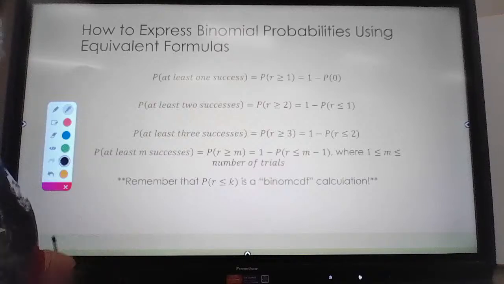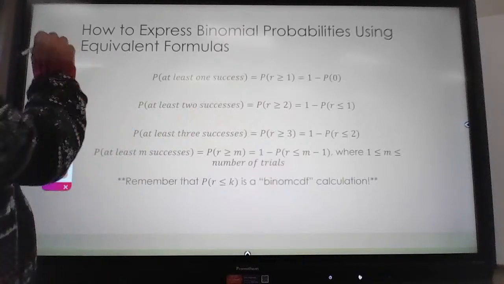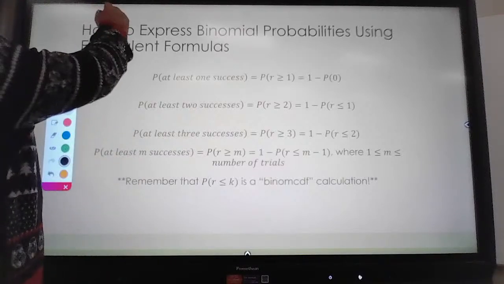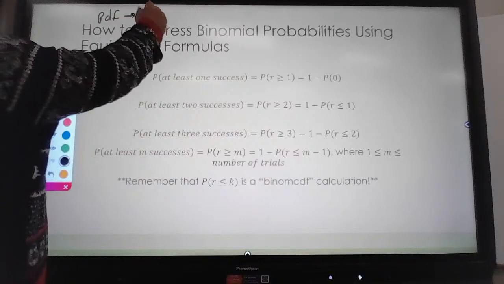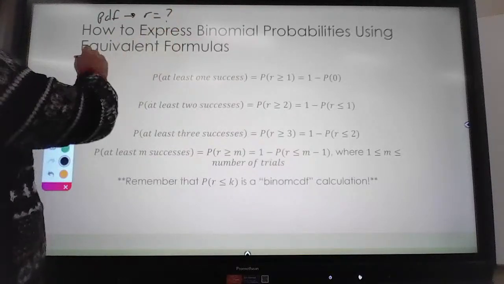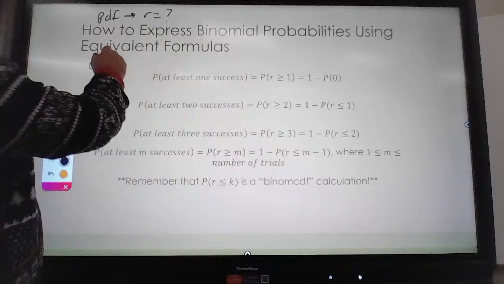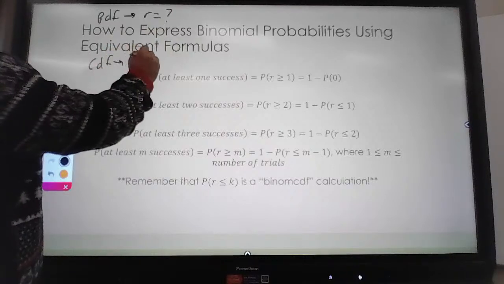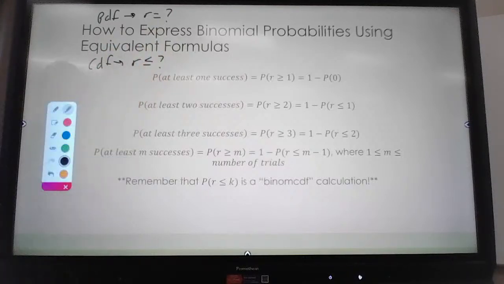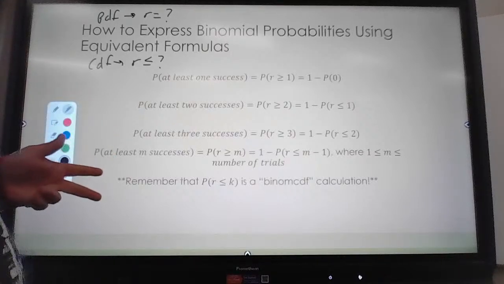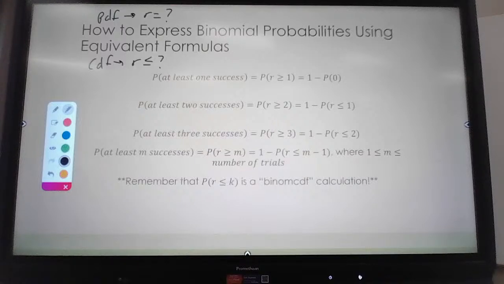Remember, binomial PDF only works for an exact number of successes. So PDF only works for r equals something. CDF, as you see down here, only works for r being less than or equal to something. PDF and CDF do not cover greater than, less than, or greater than or equal to. You're going to have to manipulate the probability and use complements where necessary.